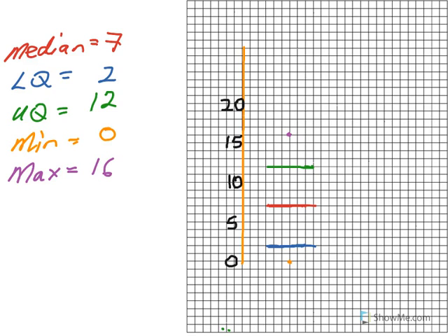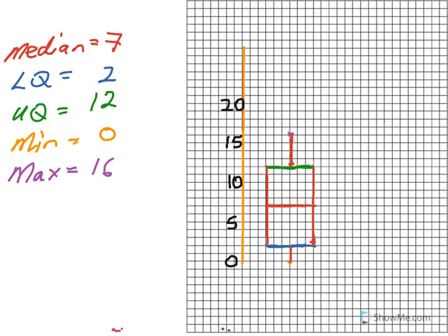So normally we would do this all in one colour, not separate colours for each thing. So now I'm going to draw the whole thing in red to show you what the finished graph would look like. Normally obviously you'd use a blue or a black pen, but it's quite hard to see the black against this grid. And there's our finished box and whisker plot.